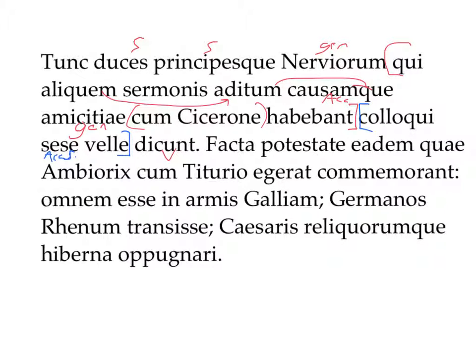Okay, we keep reading. We see facta potestate, which I think is an ablative absolute. It is indeed, as we have an ablative noun and an ablative participle. So the whole thing is an ablative absolute. Eadem quae. So we first see eadem, which is probably going to be neuter plural, and then quae, which starts a clause. Ambiorix cum Titurio, and then egerat ends our clause, and then we see the verb commemorant, which is our verb, and one of two words that is our main clause.